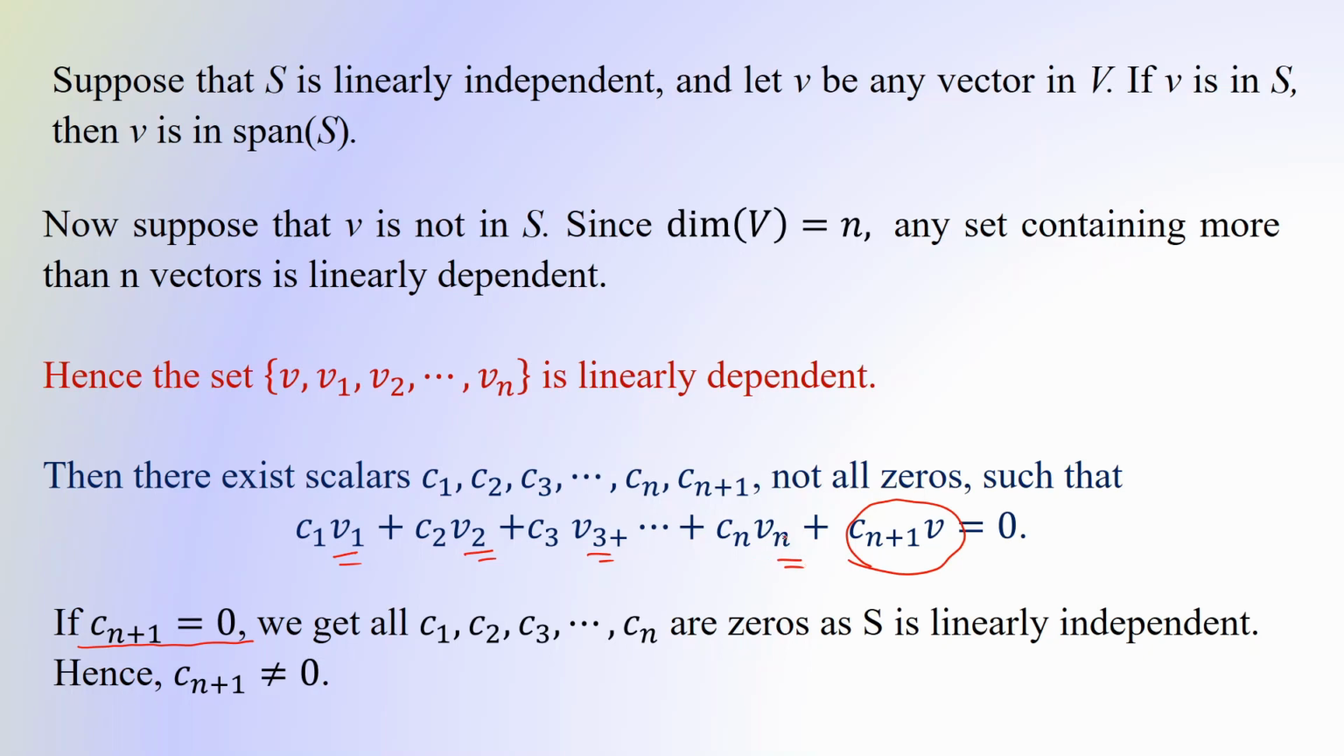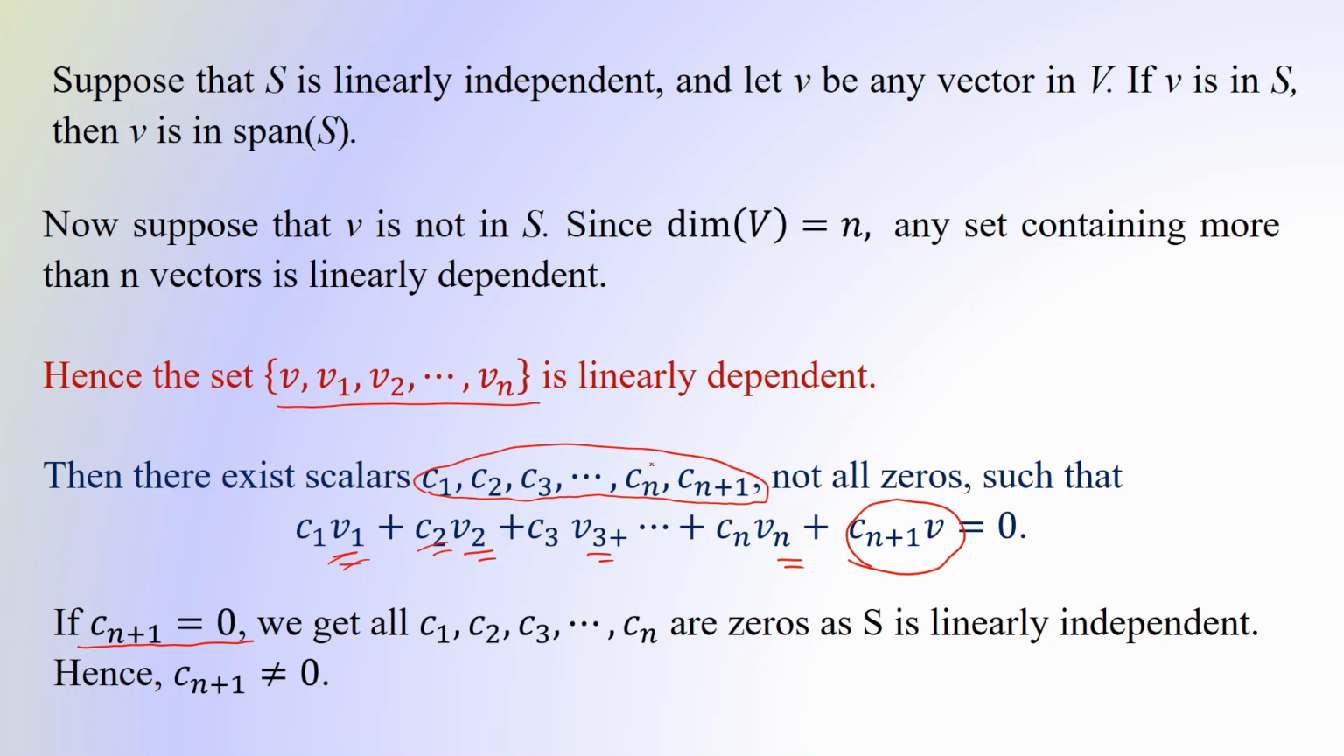If they are a linearly independent set and the linear combination is equal to 0, then all the coefficients should be equal to 0. That means C1, C2, ..., Cn, Cn plus 1, all are equal to 0. But that is not possible because this set is linearly dependent. If all coefficients are 0, that would mean it is a linearly independent set.